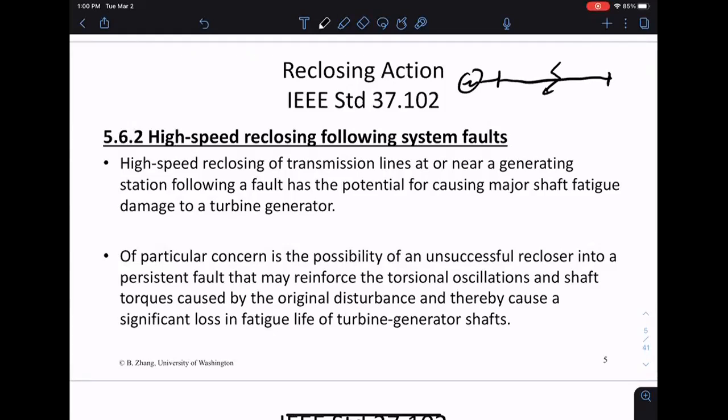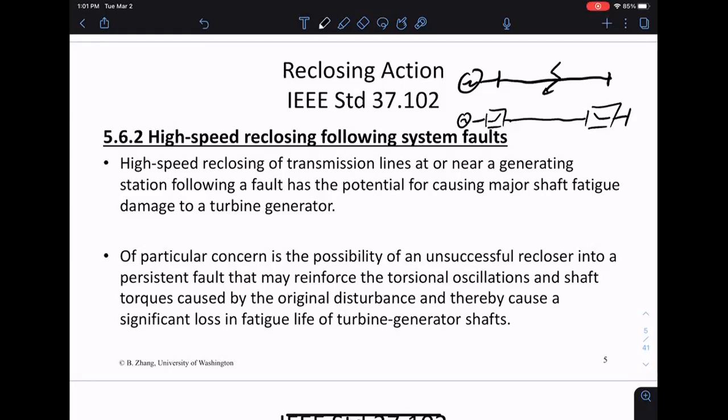Then what happens is the breaker opens, right? So the system looks like this: you have a little breaker here and a little breaker here. You have two breakers at two ends of the line. If there's a fault, the breaker will trip. And what this reclosing action says is, if this kind of fault happens, you reclose from right to left.